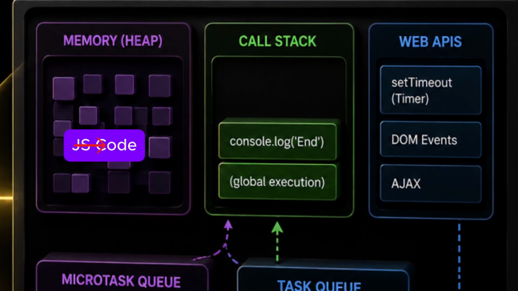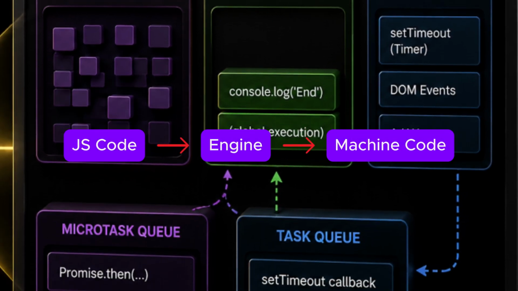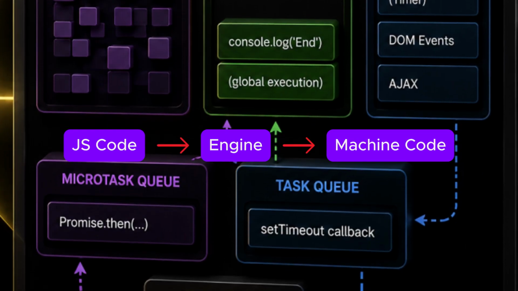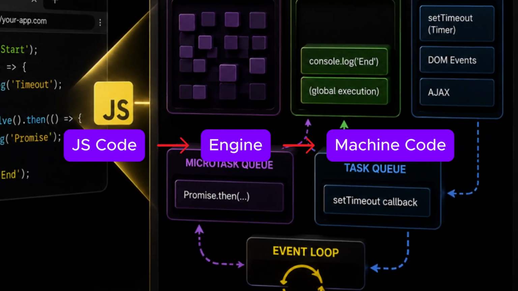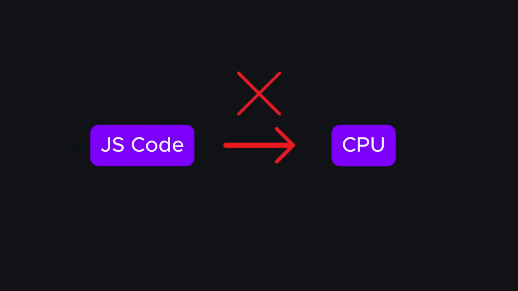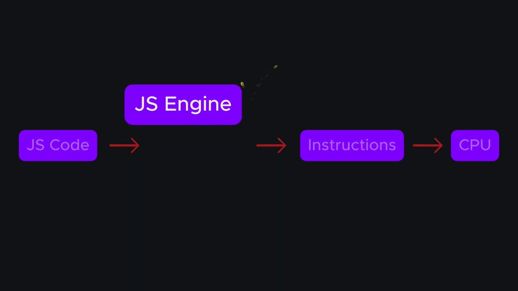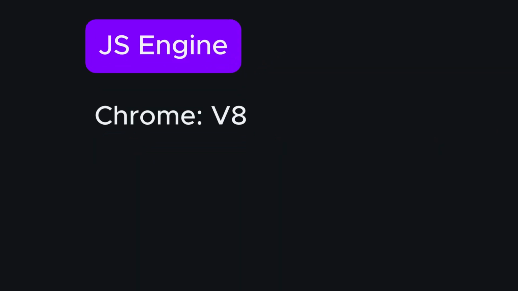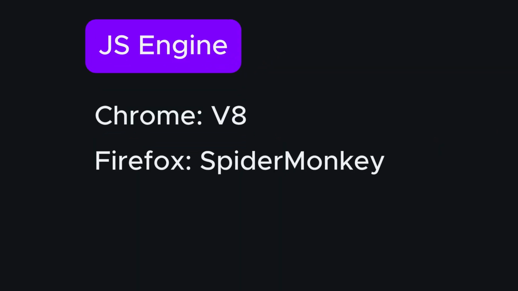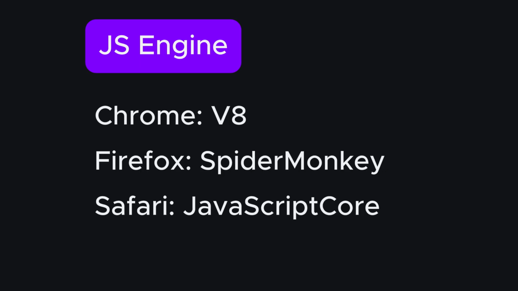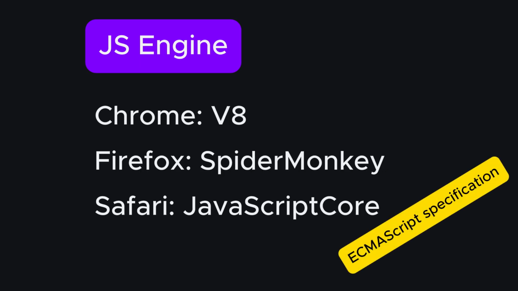The JavaScript engine is a program that takes your JavaScript code and turns it into something the computer understands. Your CPU does not understand JavaScript directly. It only understands machine instructions. So the engine acts like a translator between your code and the computer. In Chrome, the engine is called V8. In Firefox, it's SpiderMonkey. In Safari, it's JavaScript Core. Even though names differ, they all follow the same JavaScript rules defined by ECMAScript.